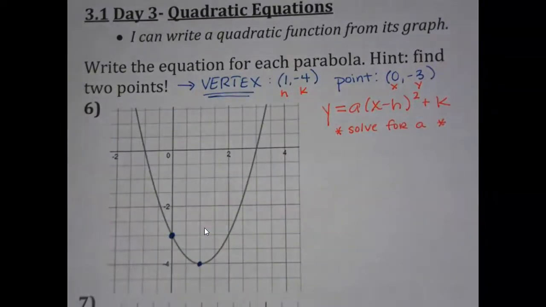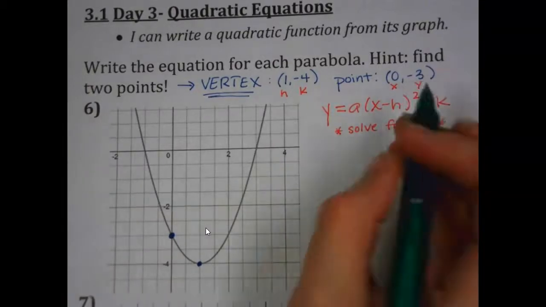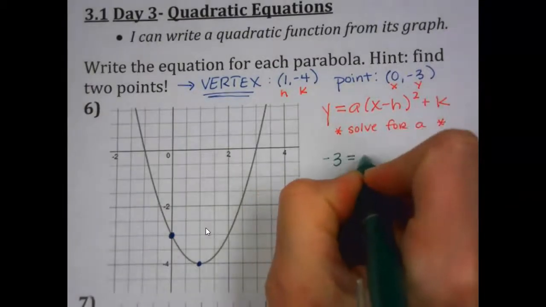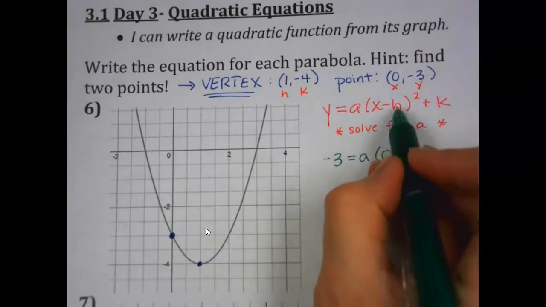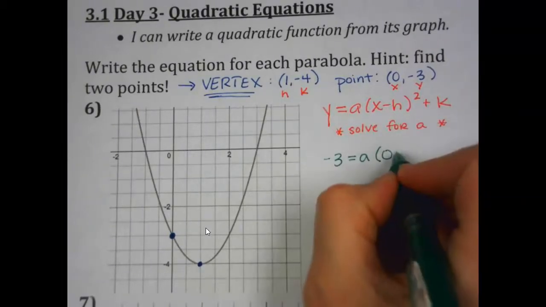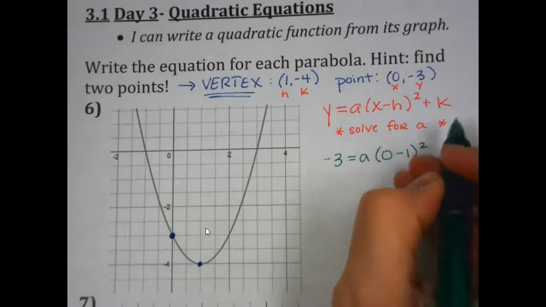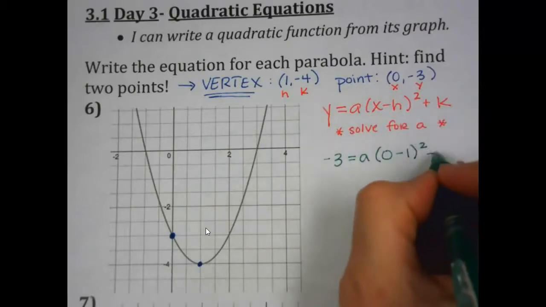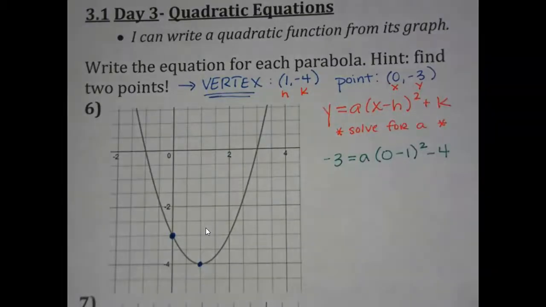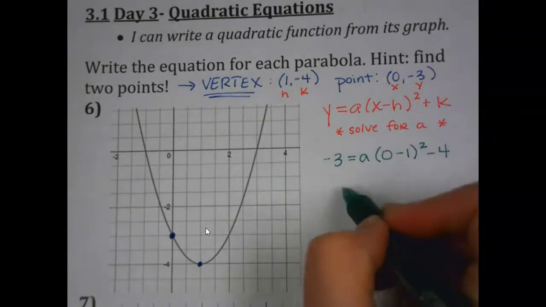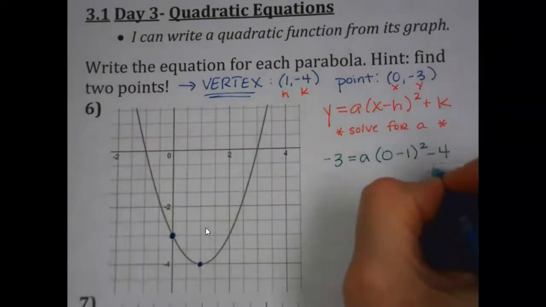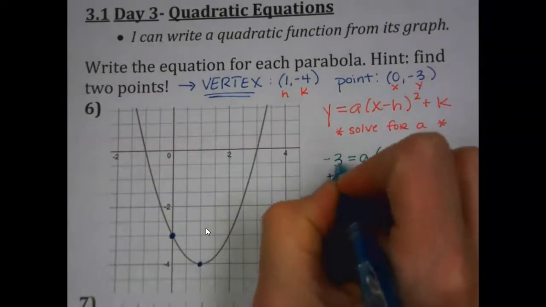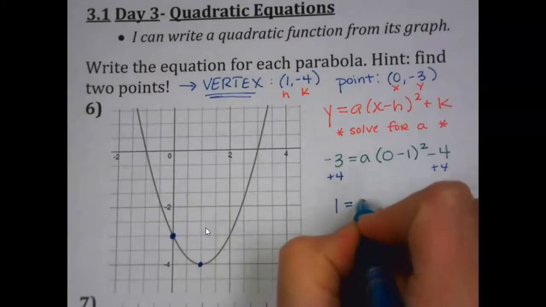All right, so our y value is -3. We don't know what a is. Our x value is 0, minus h, so -1, plus k, -4. All right, so now we're going to solve for a. To solve for a, we first add 4 to the other side. So +4 here, +4 here. That gives us 1 equals a.